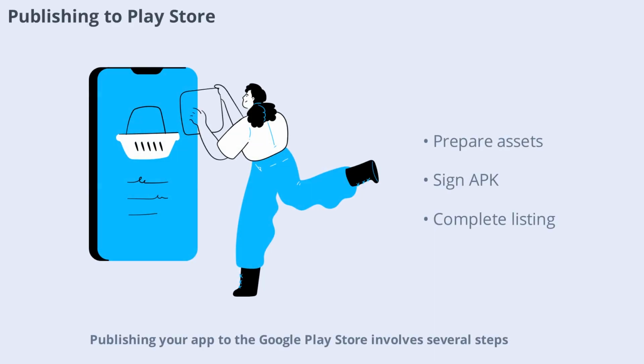Publishing your app to the Google Play Store involves several steps, including preparing assets, signing the APK, and completing the listing. Interviewers may ask you to outline the process and discuss common pitfalls. Understanding the publishing workflow is essential for any Android developer.